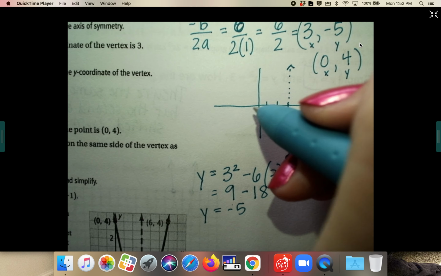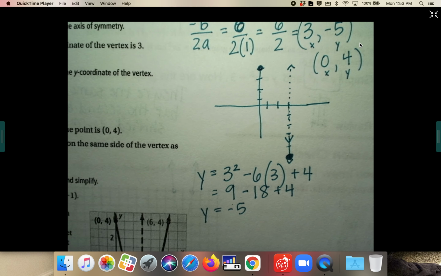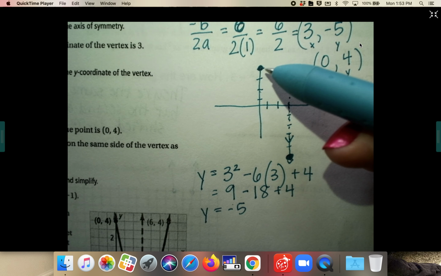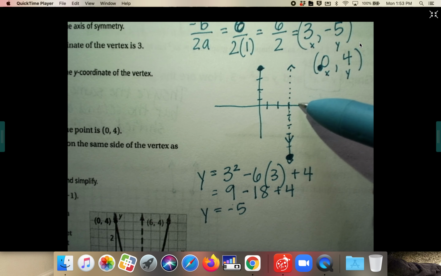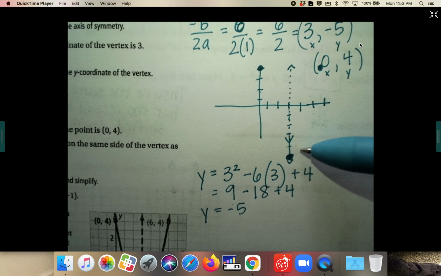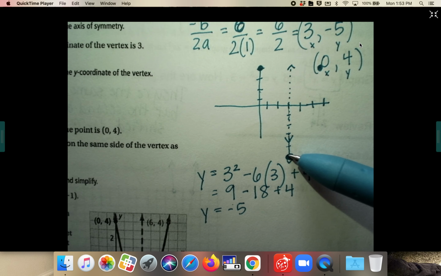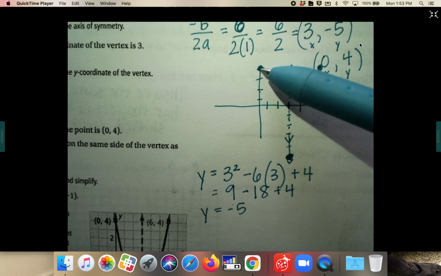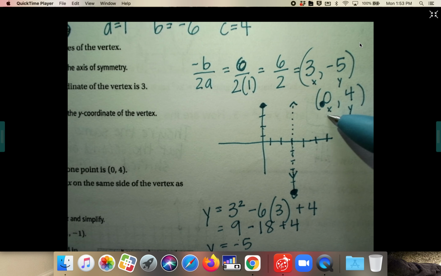So we've already got another dot put on there without doing any work. Here's my y-axis. 1, 2, 3, 4 is my y-intercept. And remember, it's going to reflect over because parabolas reflect. But I've actually already got 3 points on my parabola just by finding the vertex and knowing that the y-intercept is my c term.